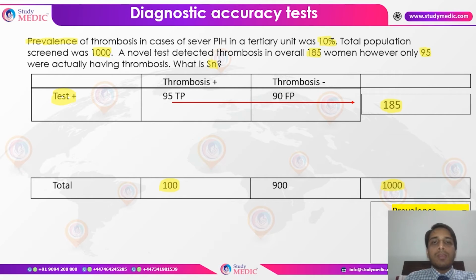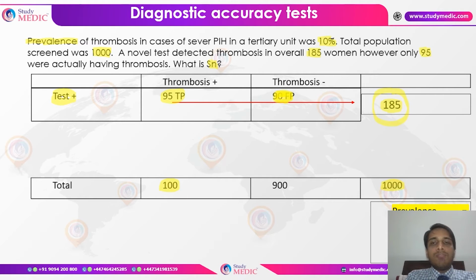Okay. Now, what else is given? Only 95 were actually having thrombosis amongst those who tested positive. Then what is the remaining number? It is 90. These are false positives. Those who have the test positive and thrombosis positive are true positives. Those who have the test positive and thrombosis negative are false positives.